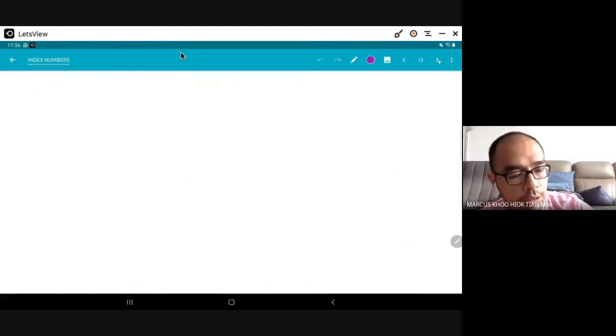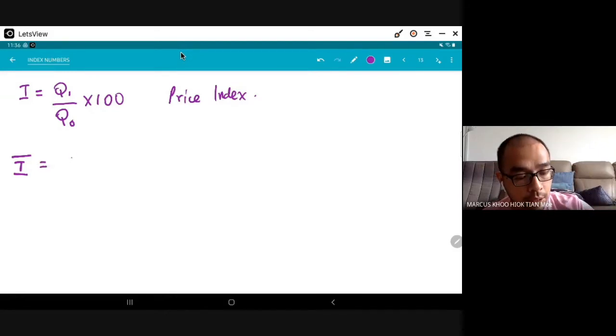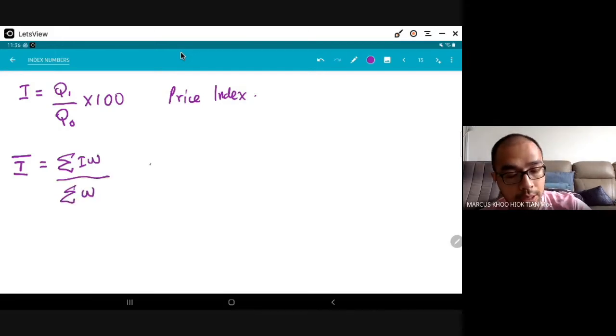So let me show you the formula again, the formula for composite index. Yesterday we studied this one, times 100. This is price index. Composite index is given by this symbol, I bar, which equals the total of I times W over the total of W. This is composite index.